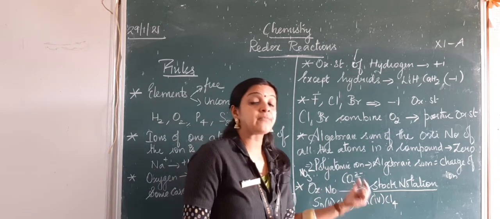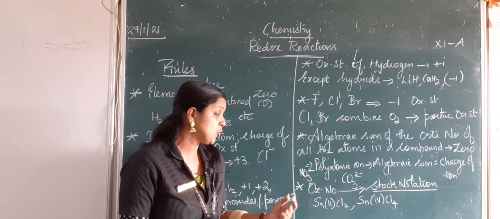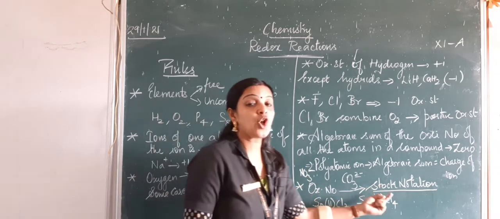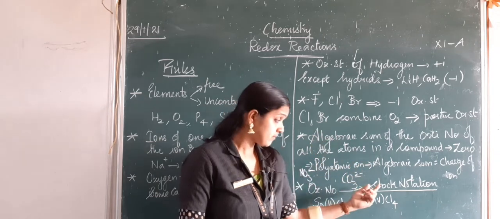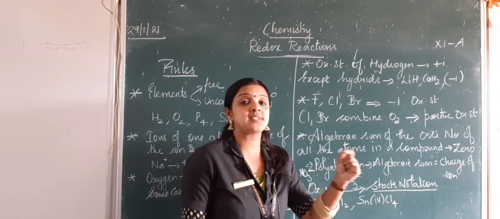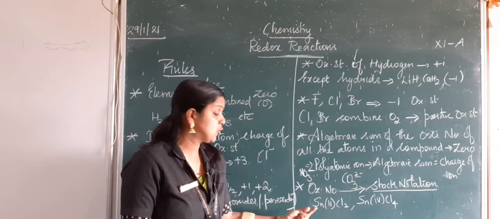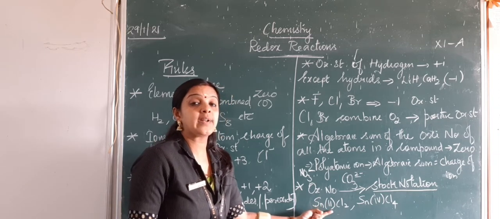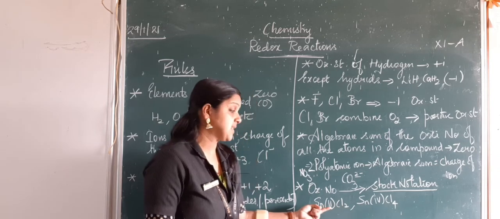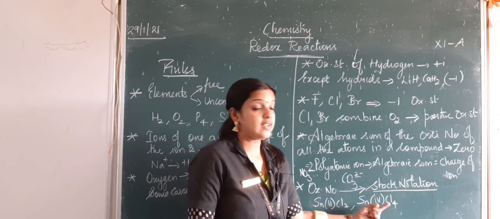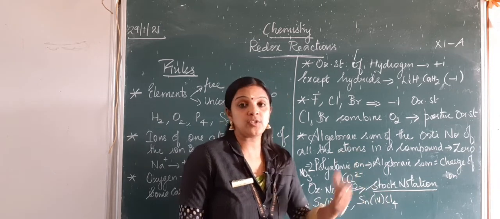There is a method to denote the oxidation number. Rather than writing -1 or -2, we call that method stock notation. Notation means representation, or the method of writing the oxidation state. So, when I write stannous chloride, SnCl2, I write Sn within square brackets, put the Roman numeral II, and write Cl2. So, this is stannous chloride, and this is stannic chloride. These are the methods of writing the same compound in stock notation form.